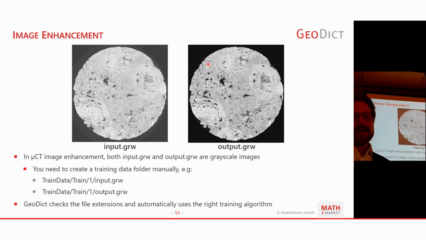And then you can apply this in, for example, import GeoWall. Once you have trained this network, you can load a low quality CT image, apply that trained neural network, and get a high quality image out.